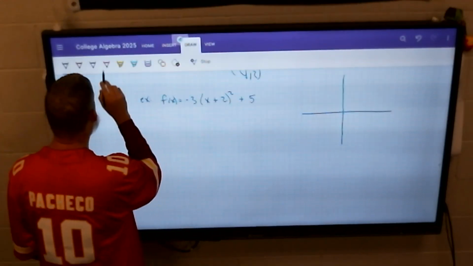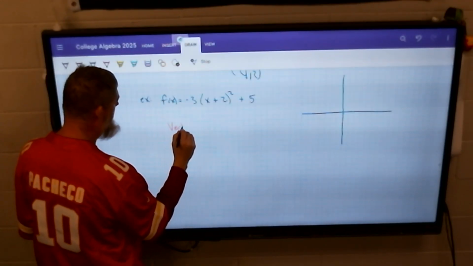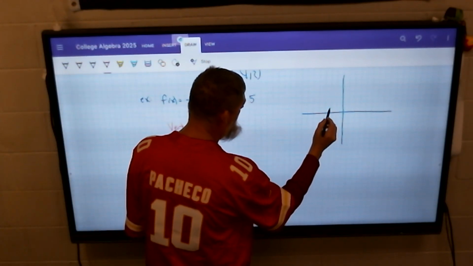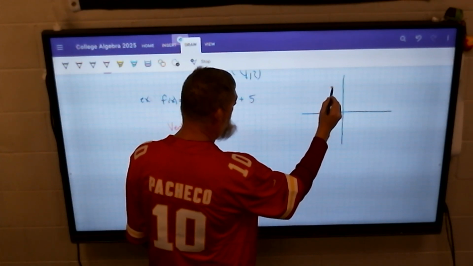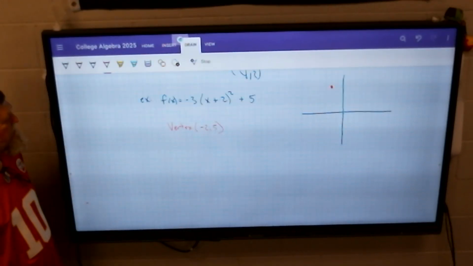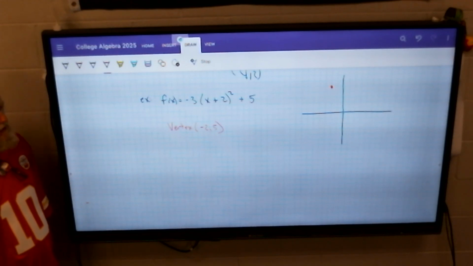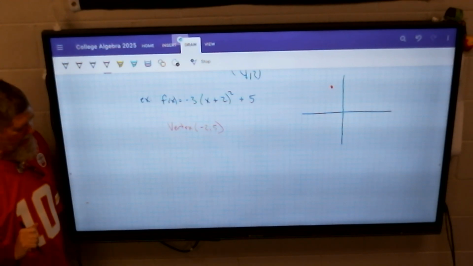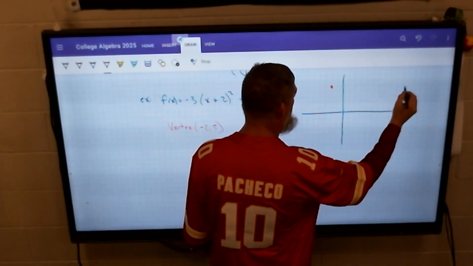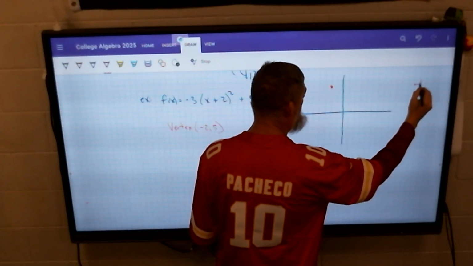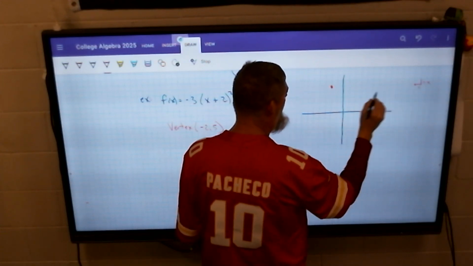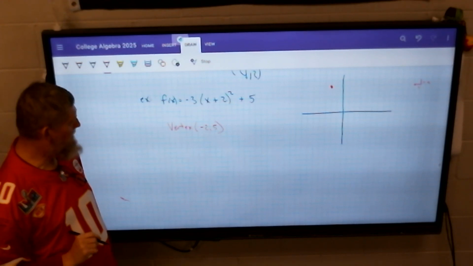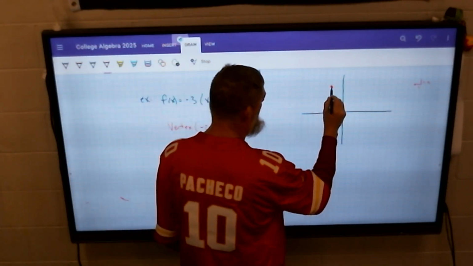Okay, first things first, let's switch colors. What's the vertex? Negative 2 and 5. So you go negative 2, then 1, 2, 3, 4, 5. There's your vertex. Easy to find, right? You good with that? Now, normally I would go from my point over 1 and up 1, but now I'm going to go over 1 and do what? Down 3, because 1 times negative 3 is now negative 3. So I'm going to go over 1 and down 3.